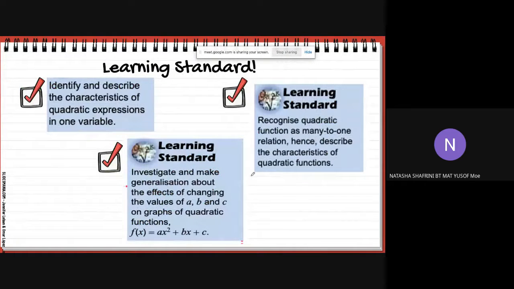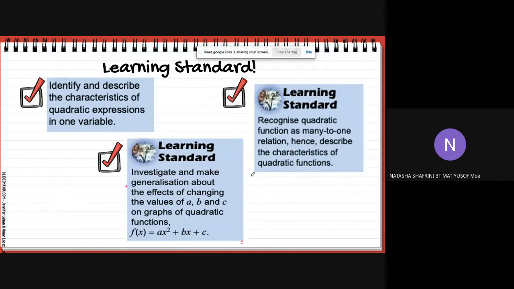Okay, next. Okay, today's lesson you will learn learning standard and identify and describe the characteristics of quadratic expression in one variable. Okay, second objective, recognize quadratic function as many to one relation. Hence, describe the characteristics of quadratic function. Okay, ni you dah belajar kelas last week. Function kan, many to one, one to one. Okay, yang ini kita fokus on many to one because many to one is function. Okay, kalau recall sikit, one to one function, lagi satu many to one function. Ingat lagi tak yang you dah belajar dengan Cikgu Syahida?